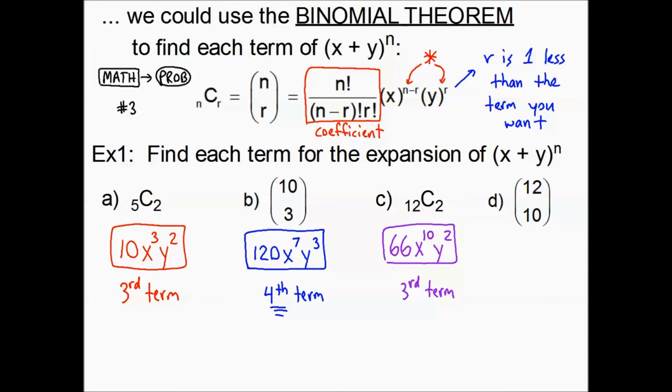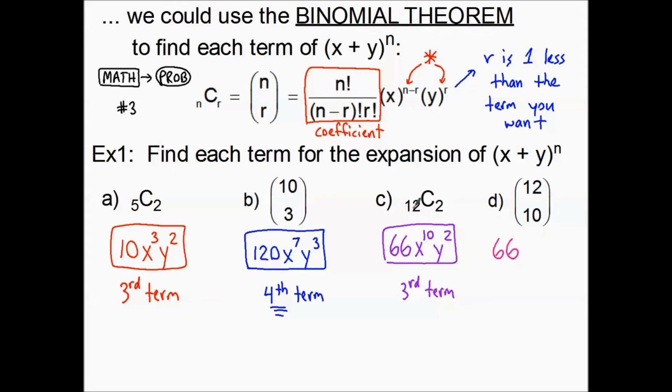And then let's do our final problem. 12c10, plug this into your calculator. You know what's weird? You also get 66. Now how could that be? How could 12c2 be 66 and 12c10 also be 66?